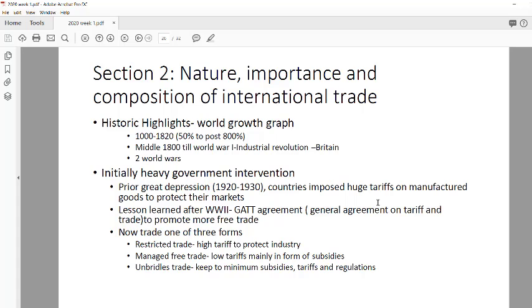So that was happening in the Great Depression. When things started going terrible, the first thing most countries did was put up a huge tariff on manufactured goods to protect their own markets.